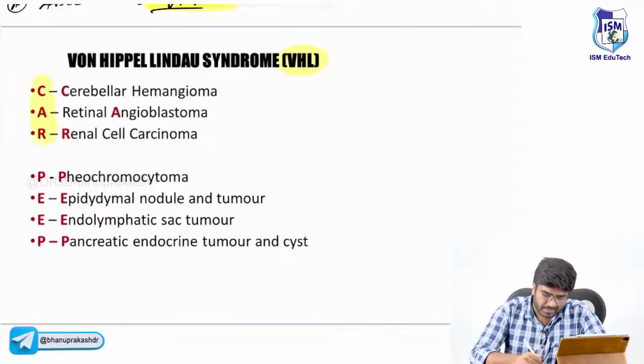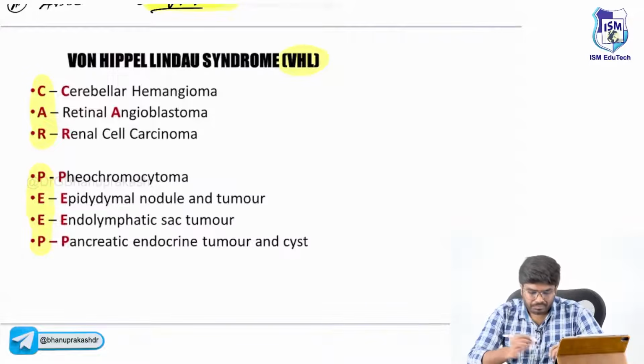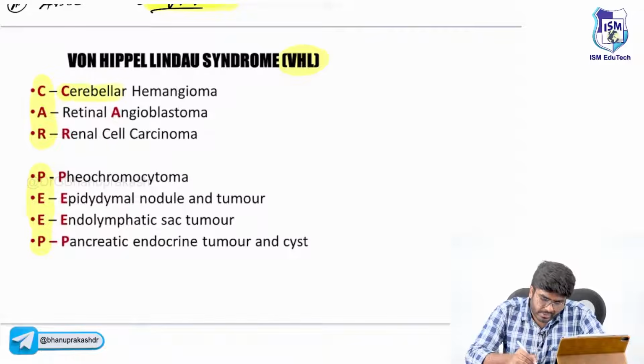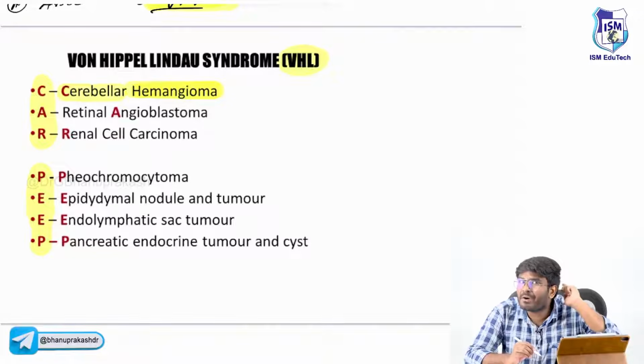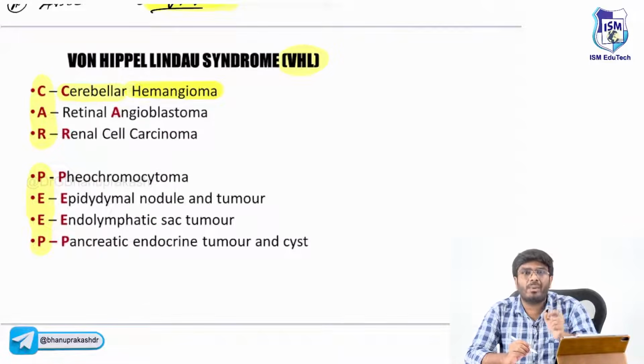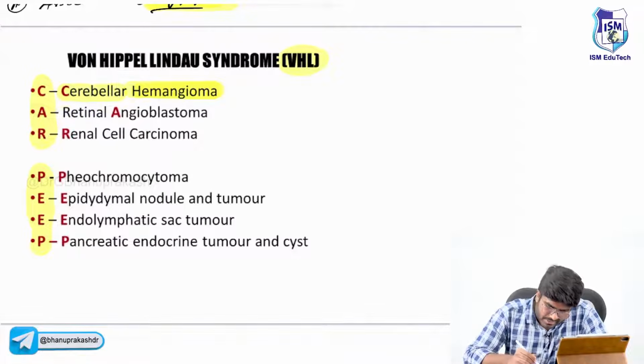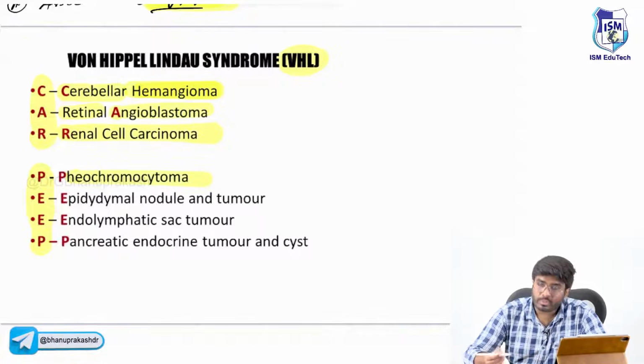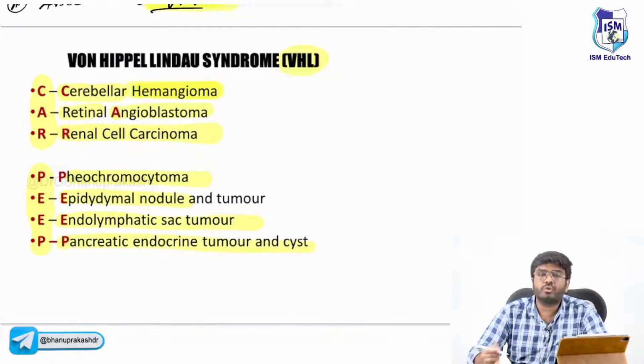What is the mnemonic? CARPEEP, C-R-P-E-P, CARPEEP. What is this CARPEEP, sir? So, look, cerebellar hemangioma, central nervous system involved, cavernous hemangiomas in the cerebellum, cerebellar hemangiomas, retinal angioblastoma, renal cell carcinoma, PEEP: pheochromocytoma. All these are the tumors, ependymal tumors, endolymphatic sac tumors, pancreatic tumors.